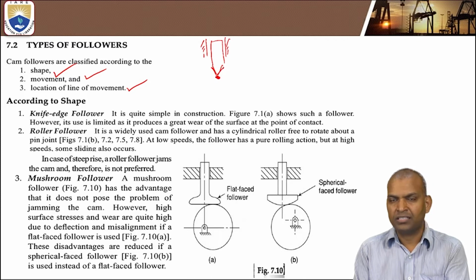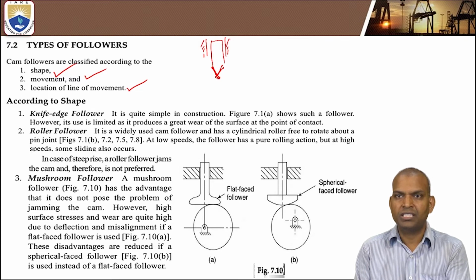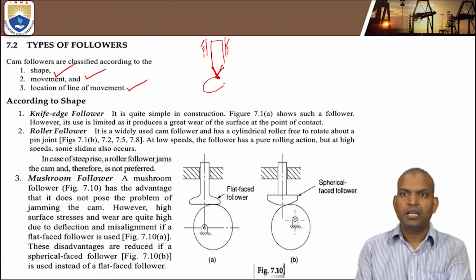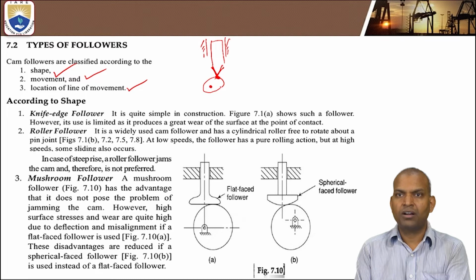The wear is at the point. This point is a knife edge, so the knife edge will be in contact. That is the surface, a point contact. That's why when the follower is in point contact with the surface of the cam, it comes under the category of higher pair. Now, roller follower.